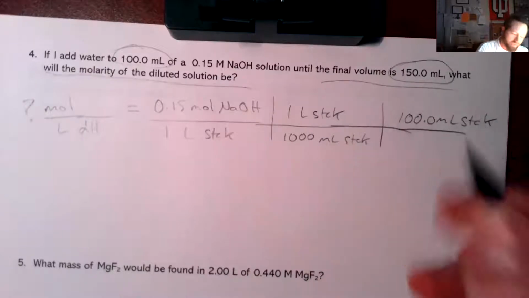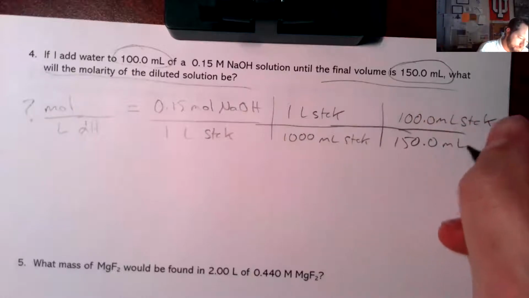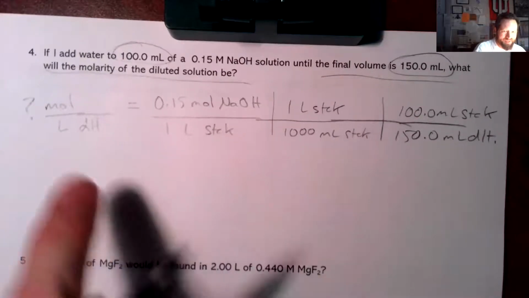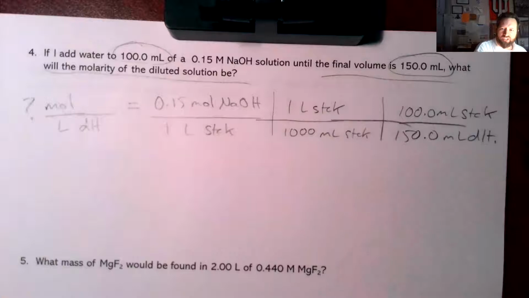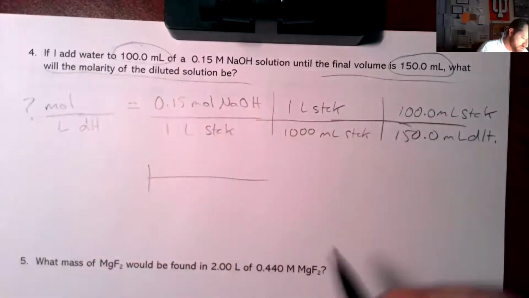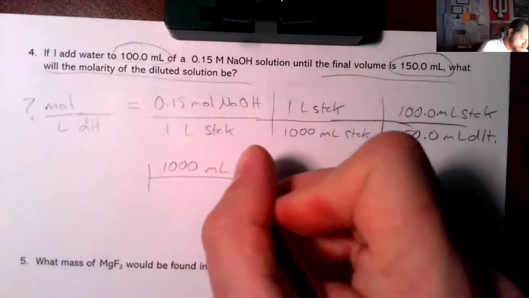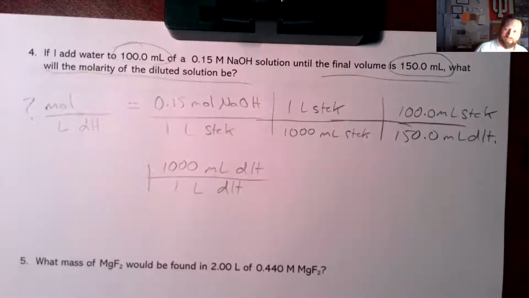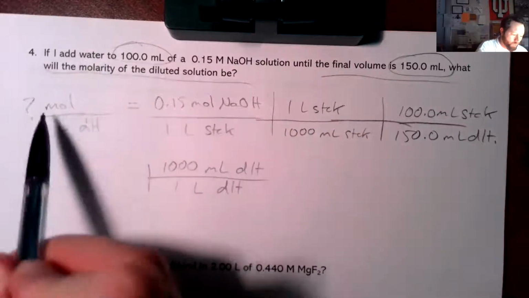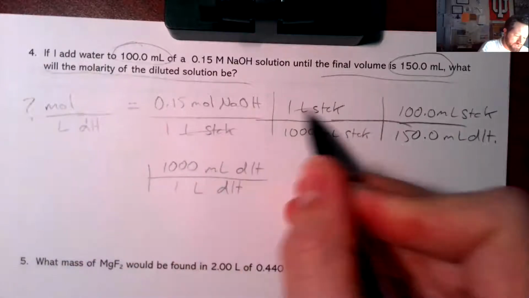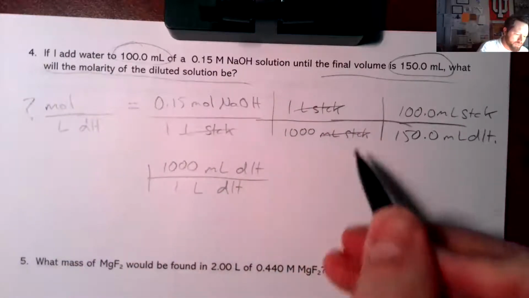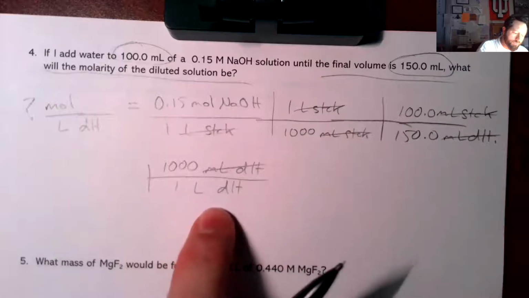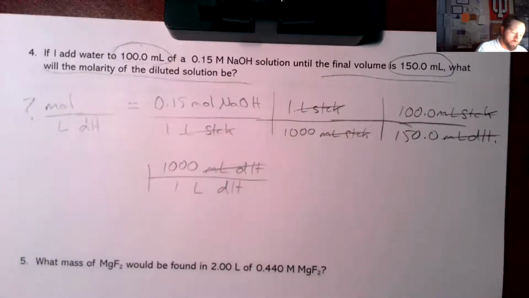My final volume is right there. There we go. Hey, one final step. We want liters of dilution. We currently have milliliters of dilution. And there we go. Check this out. Again, I don't want to cancel out moles. I want moles on top. Put my liters of stock, cancels out. My milliliters of stock cancels out. My milliliters of dilution cancels out. I'm left with liters of dilution on bottom. It's exactly what we want.